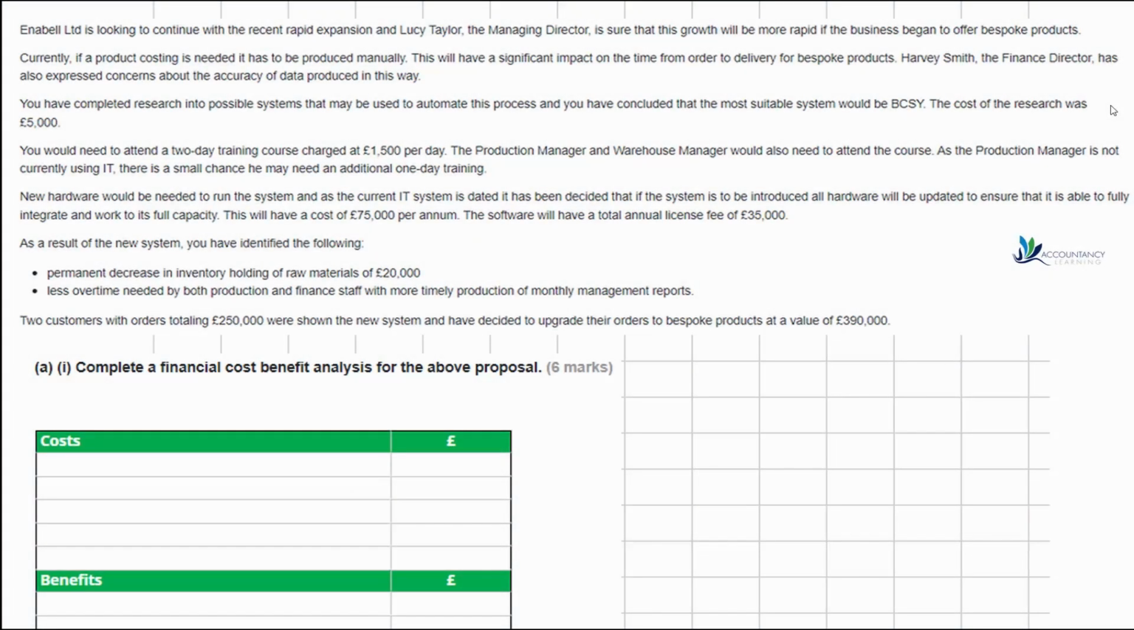This is a walkthrough of task 5 of sample assessment 1 for internal accounting systems and controls. So we've got quite a lot of information here, so let's have a look at the requirement first of all so that we know why we're going to be reading that information. And it asks us to complete a financial cost-benefit analysis for the above proposal.